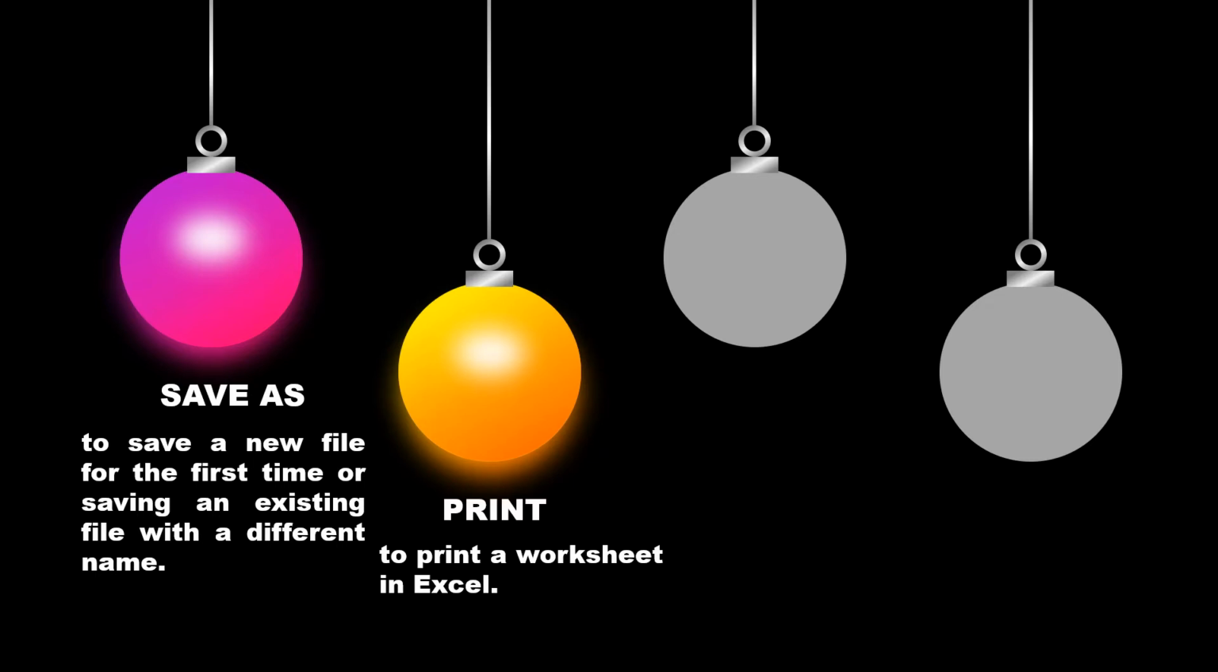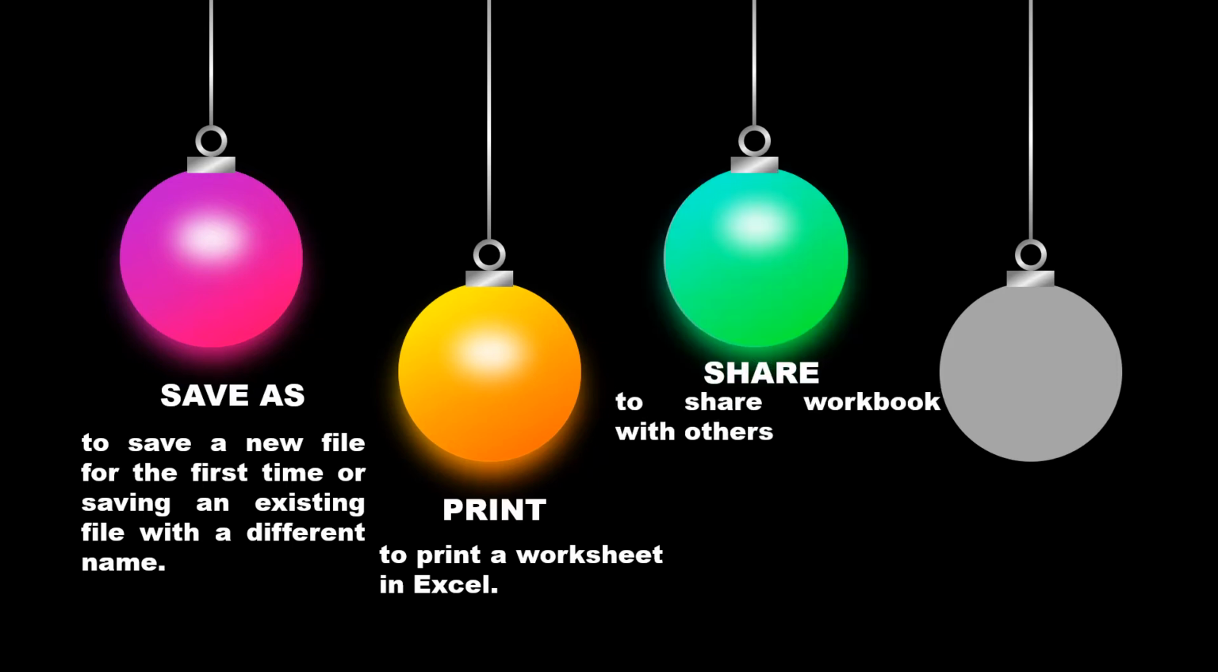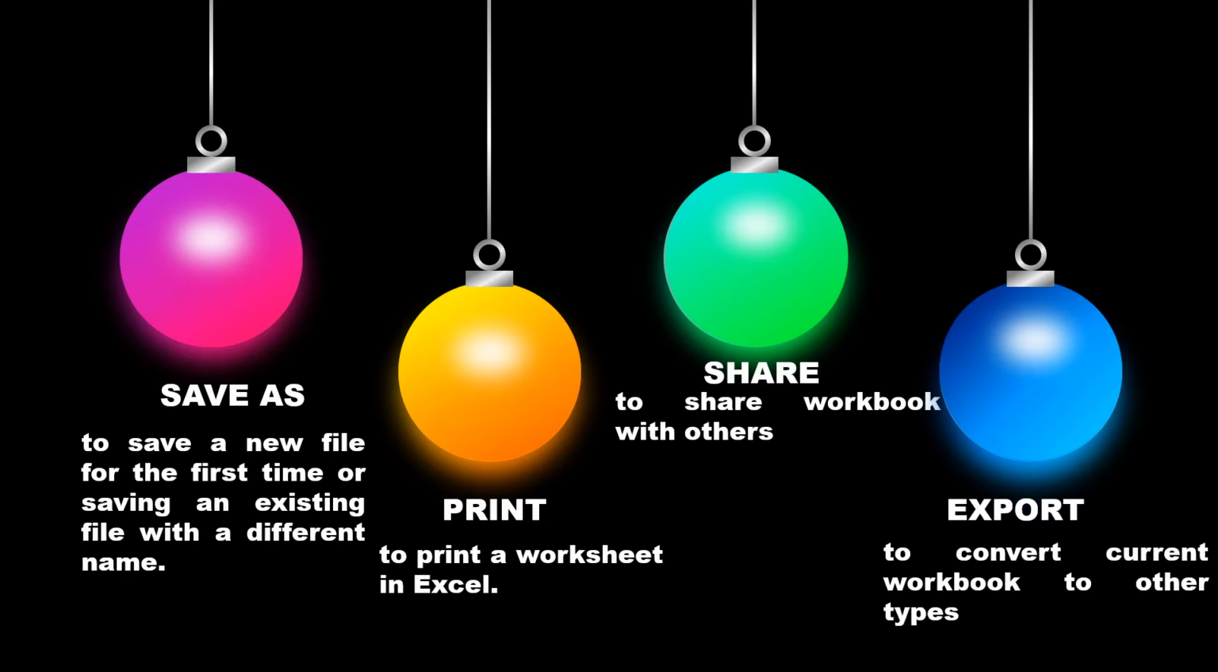The Print option in the File menu is used to print a worksheet in Excel. We have a Share option to share our workbook with others. An Export option is used to convert the workbook to different types of files.